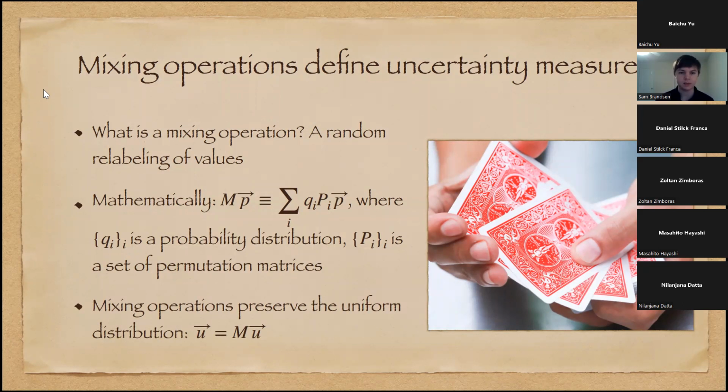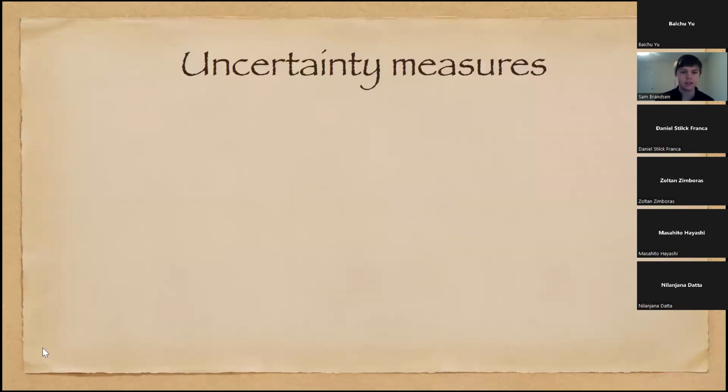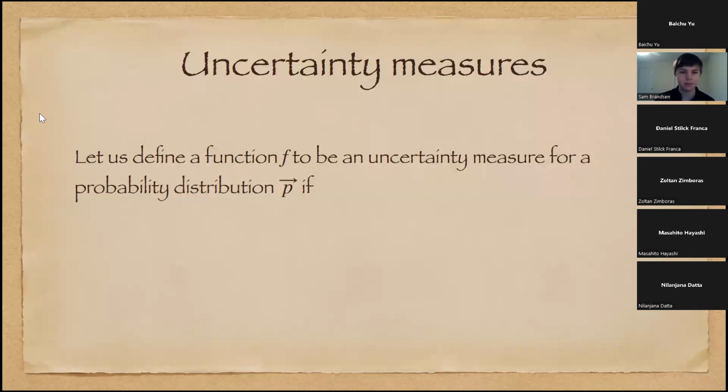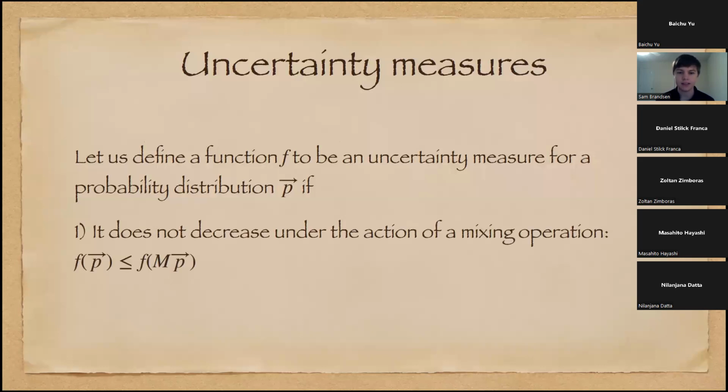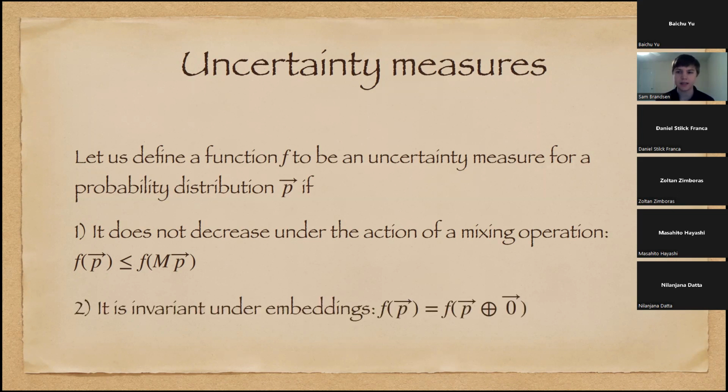So you would expect that an operation which cannot decrease entropy must also map the maximally uncertain state to itself. And so mixing operations must then preserve the uniform distribution and map it to itself as it's entropy non-decreasing. So we can then define the function f to be an uncertainty measure for a probability distribution p if it does not decrease under the action of a mixing operation, and if it's invariant under embeddings.